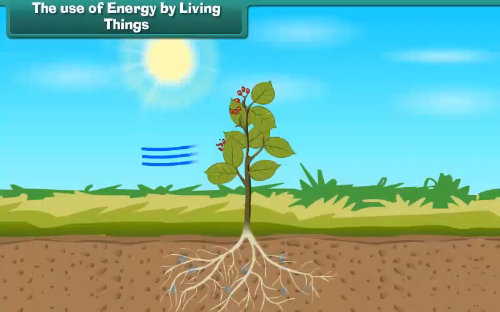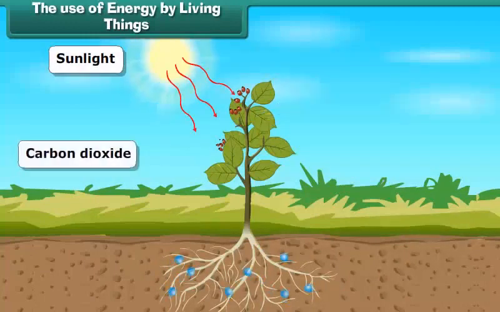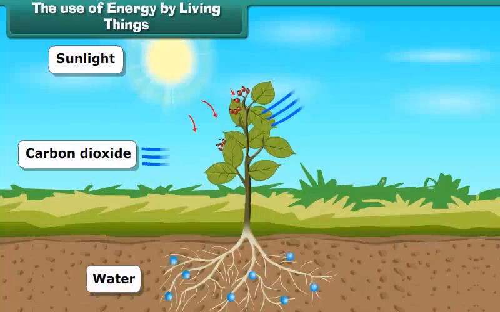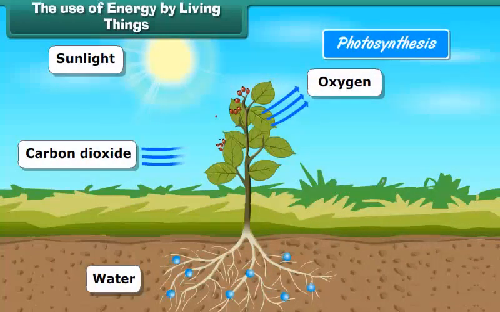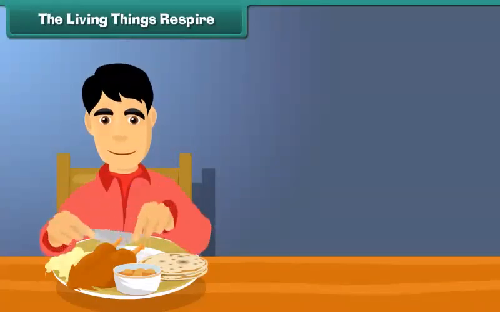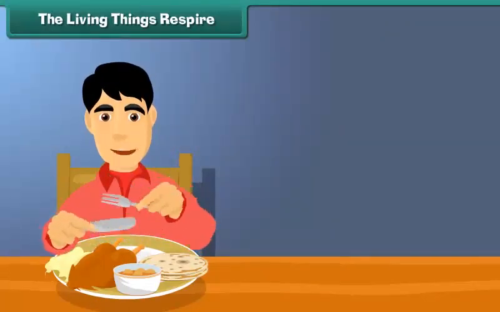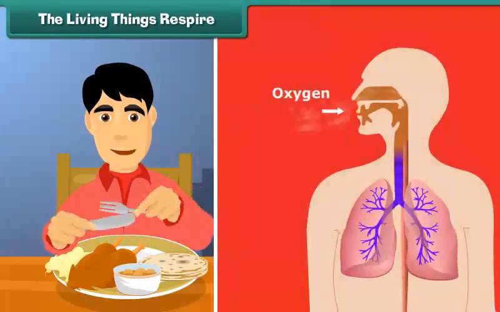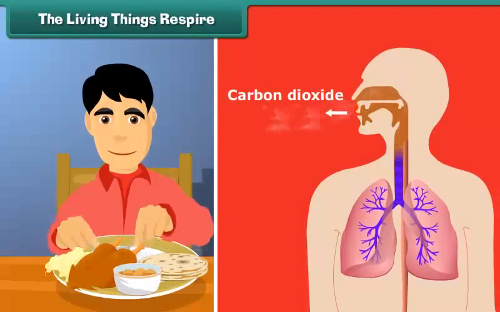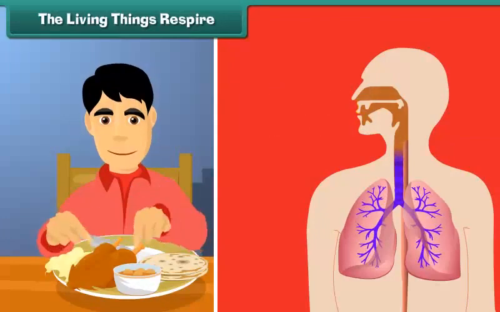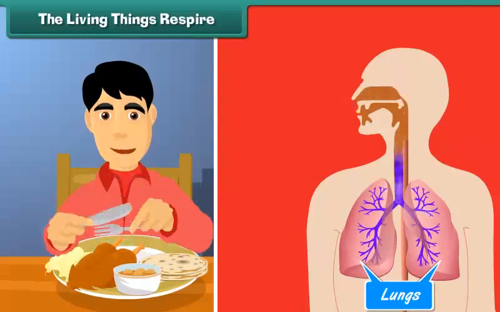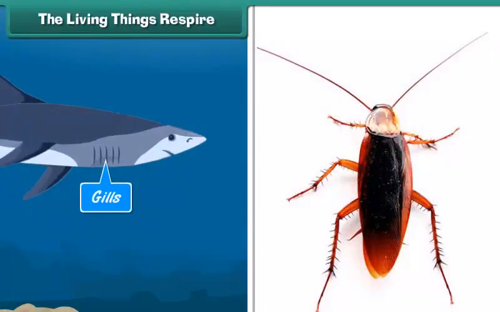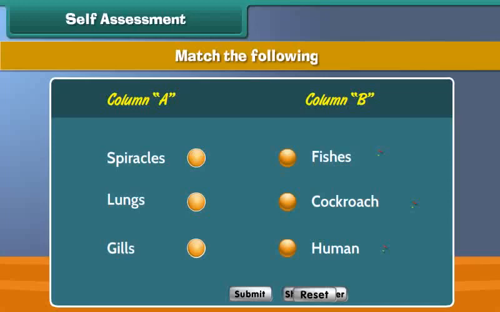Food is prepared by plants by the process of photosynthesis. Plants require sunlight, carbon dioxide, water and chlorophyll for the process of photosynthesis. The living things respire. Living things require oxygen to get energy from the food. They get the required oxygen by the process of respiration. During respiration, oxygen is breathed in, and through the blood it reaches each and every cell of the body. Human beings have lungs for respiration. Fishes have gills, and cockroaches have spiracles.